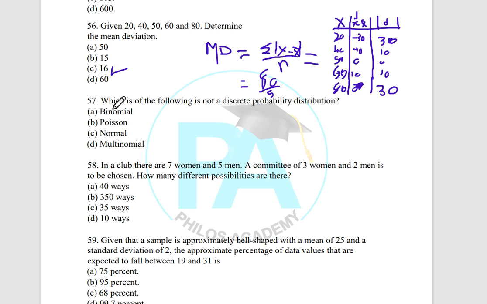Now, when you look at this, the odd one among this for question 57 is C. Because binomial, Poisson, and multinomial are all discrete probability distributions. So normal is odd among them. So normal is not a discrete probability distribution. So the correct answer for question 57 is C.